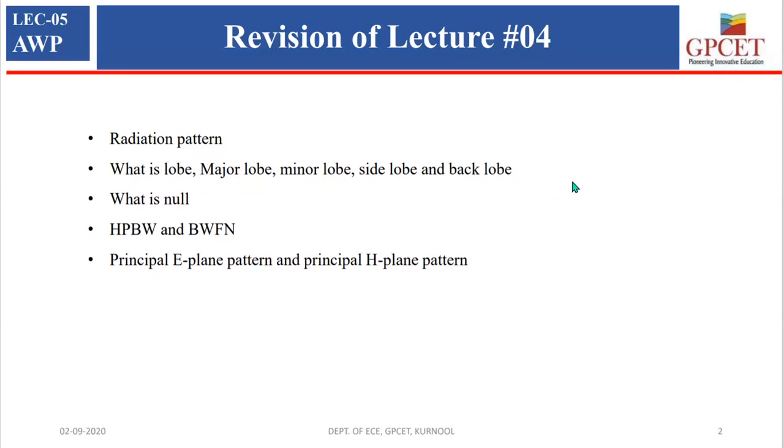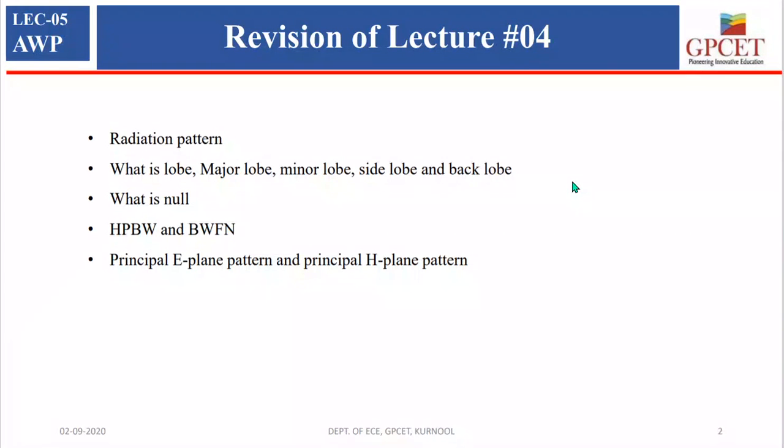Here one thing we must remember is that the major lobe is the desired one. All the minor lobes are undesired lobes. Because of these minor lobes, the energy gets wasted, because all the wasted or unnecessary radiation is represented by the minor lobes. Next, these minor lobes are further classified into two types. One is the side lobe and the second one is the back lobe.